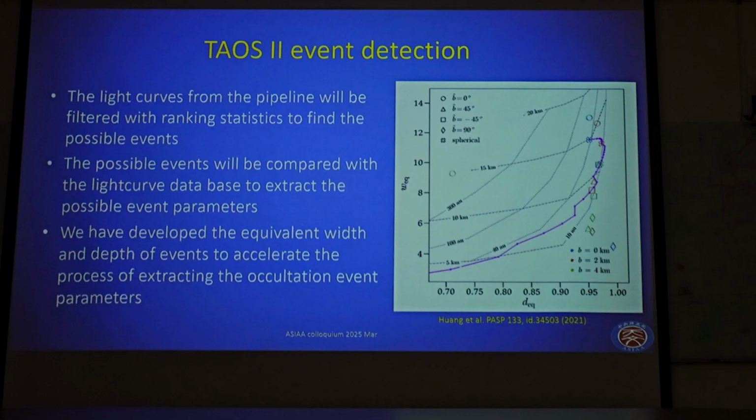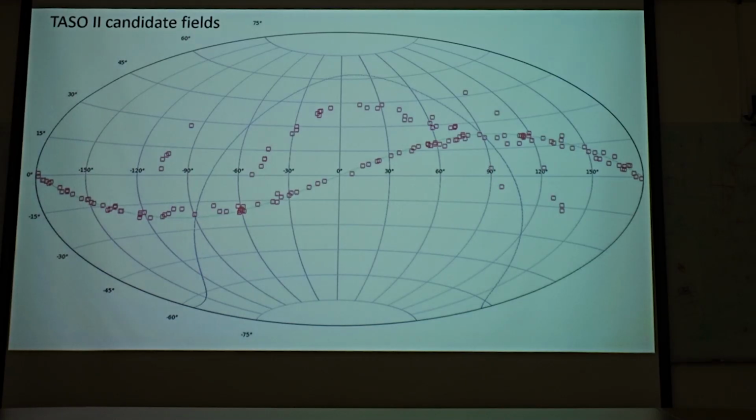So these are ecliptic coordinates. This is the ecliptic plane, because this is the location where most of the TNOs are. In the beginning of our survey, we'll focus on these fields, and then as we accumulate more events, we'll start to move away from the plane so that we can learn the inclination distribution.